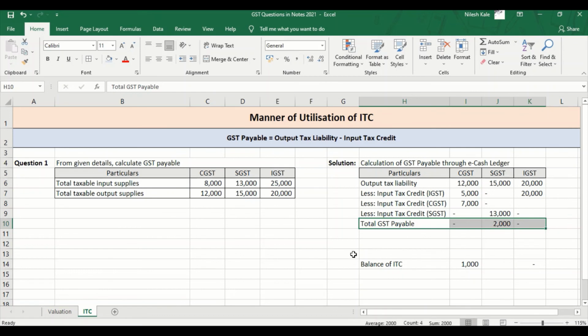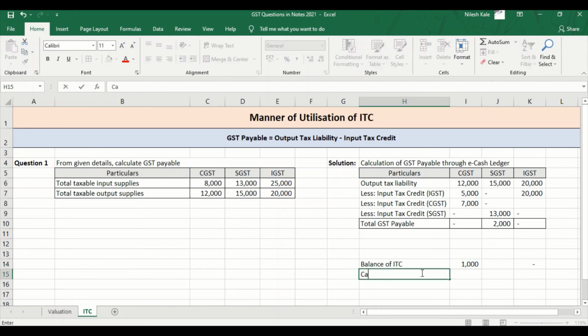So what I will do is that I will make it a border so that I understand this is the answer. Balance of ITC, 1,000 of CGST is remaining, which can be used for payment of next liability. This will be carried forward for the next month. Hope this is understood. Right? This ends your first question.